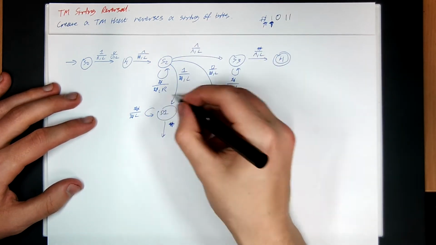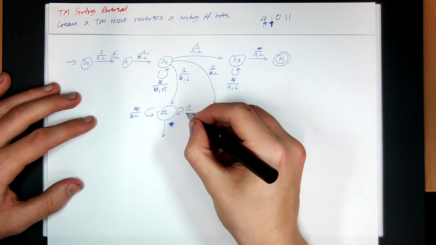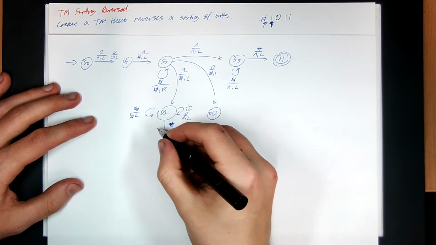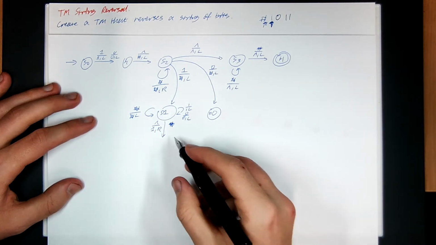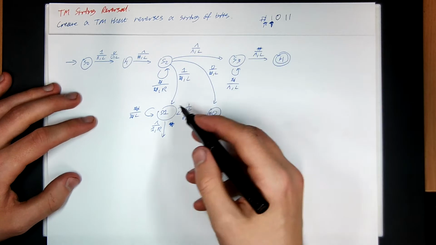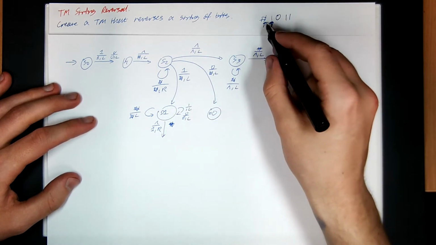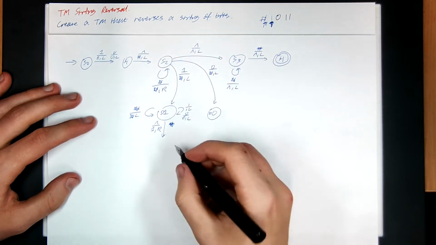So really, I keep moving on anything, basically. Stars left, 1 move left, 0 move left. If I see a blank, I put the 1 back down, and then I move to the right. I've done my work, so now I want to rewind all the way back again, until I hit the hash, and then I'll jump back to this state again.